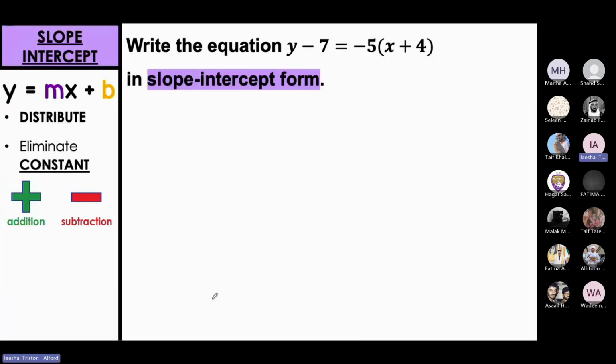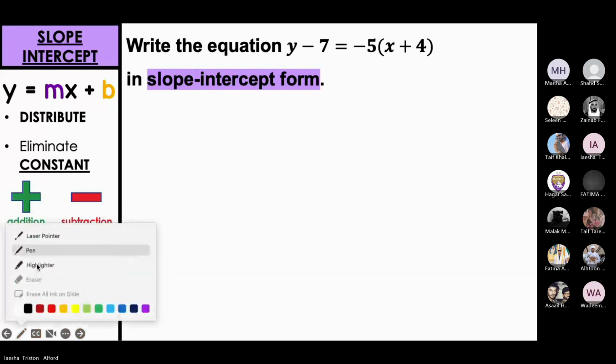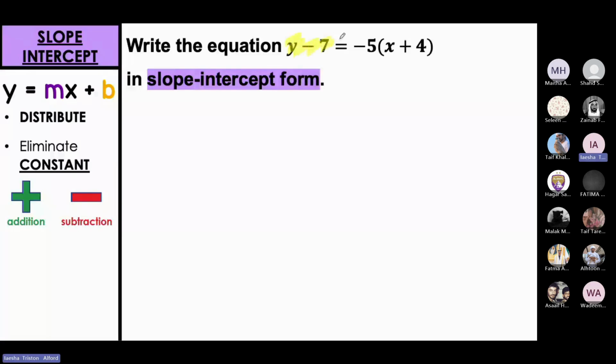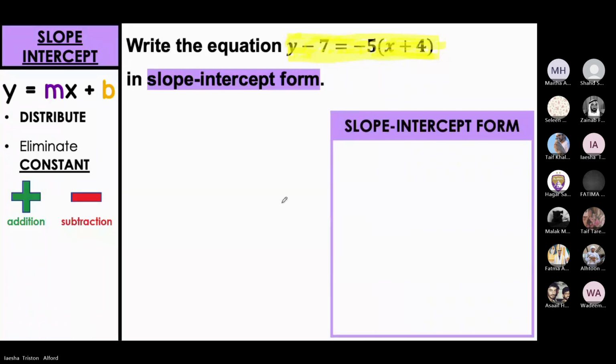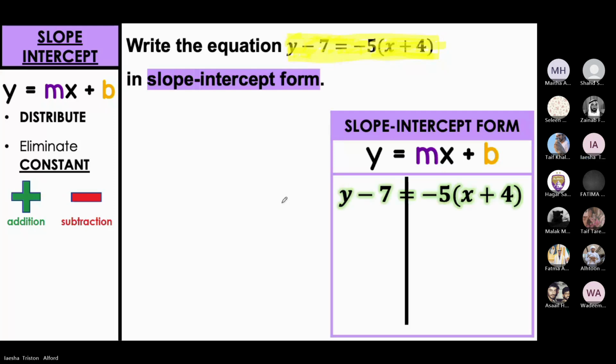So this question says write the equation in slope-intercept form. The form that they give you, this one, we call it point slope. How do we know it's point slope? It has the parentheses with it. Okay? We want to change it to slope-intercept form. So y equals mx plus b.